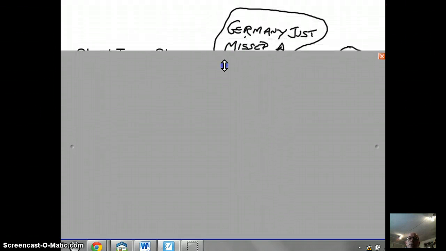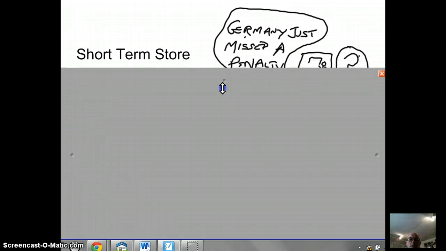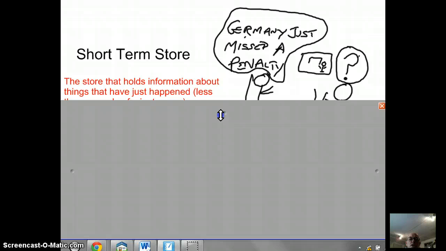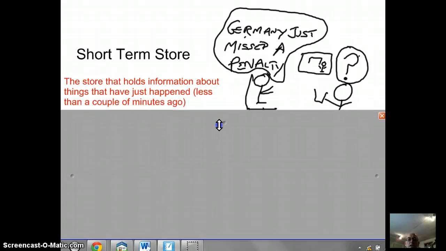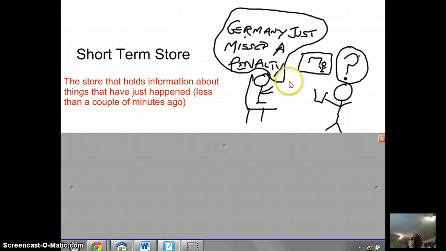Okay, so another important definition is the short-term memory store. And as we're doing this during the World Cup, I've used a relatively relevant example. So this store holds information about things that have just happened. And when psychologists talk about short-term memory store, they talk about what's happened in the last couple of minutes, really. And so things that we remember from a couple of minutes ago. So this is what we hope to see as a short-term memory for people watching the World Cup this year. Unless, of course, we're German.